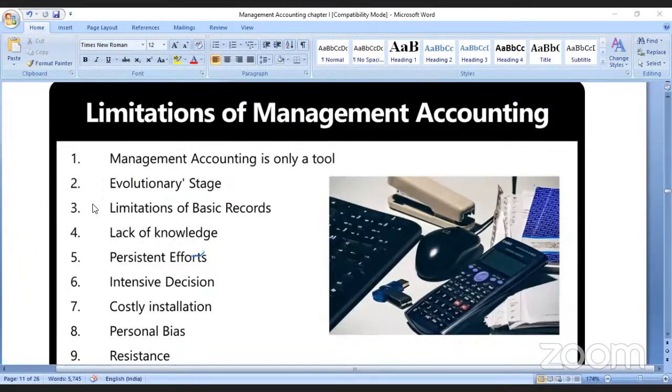Whatever the data is, management accounting depends upon the financial data. If the financial data is wrong and you take a decision, your decision may be wrong. Your decision may be correct, but the data is wrong, right? So if the financial data is not correct, but you take a decision, the result is not a proper decision. The thing is, the data is not up to the mark.